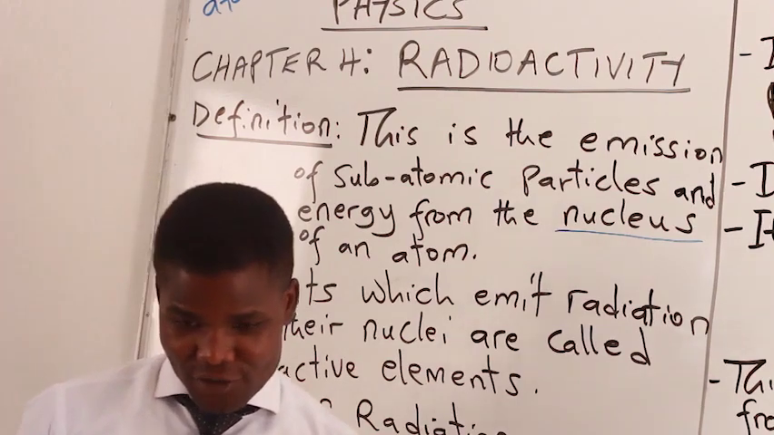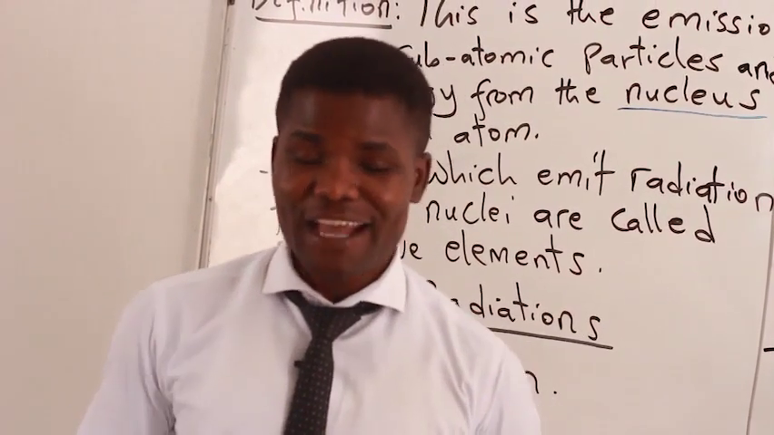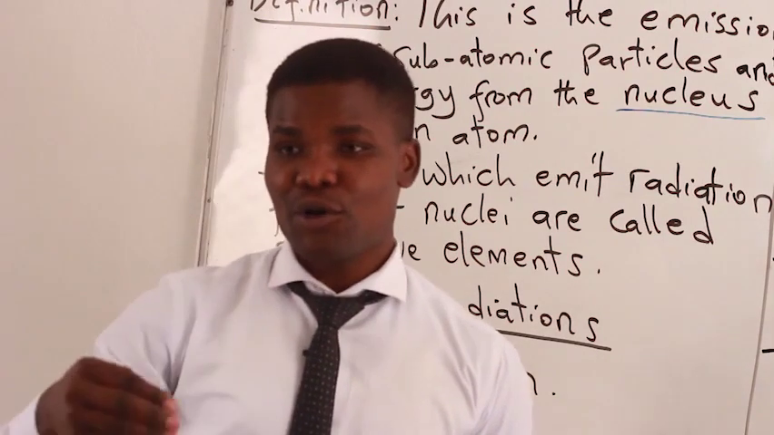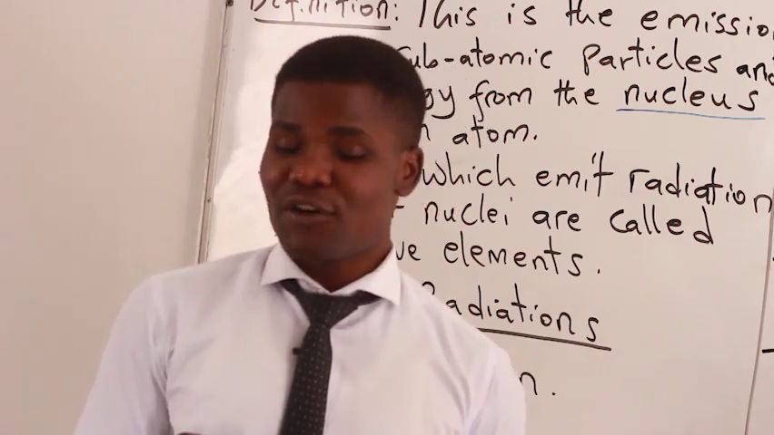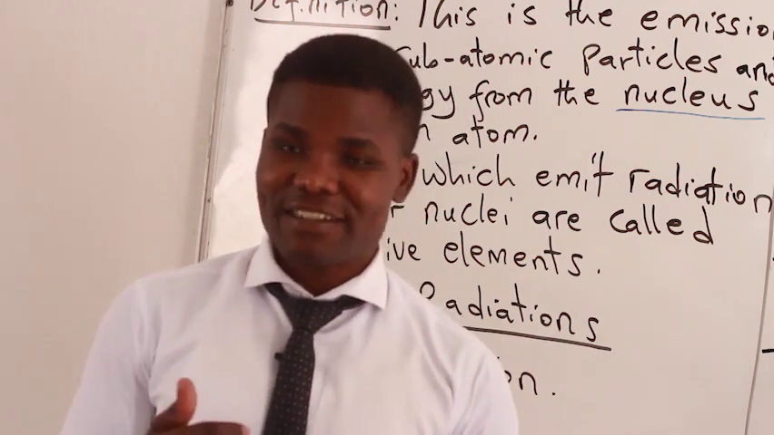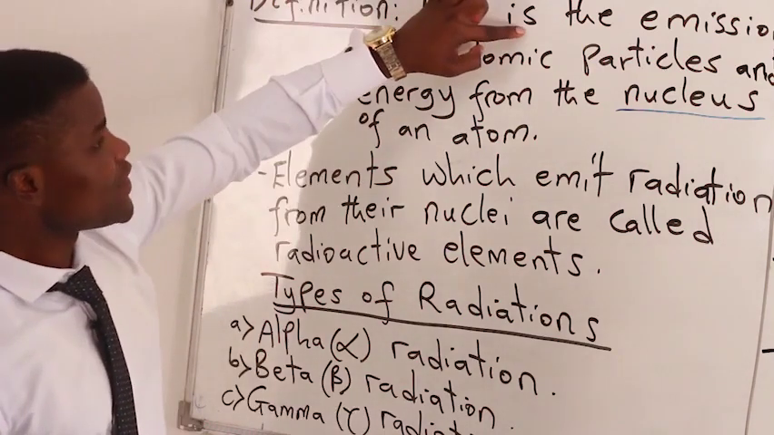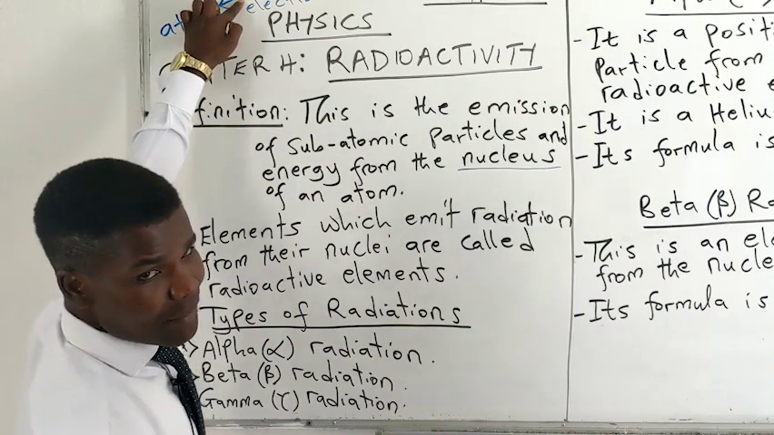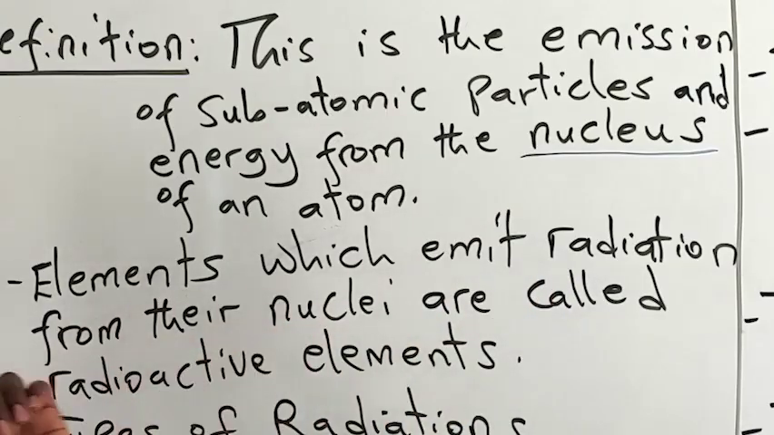So an atom whose numbers of protons and neutrons are not balanced, are not the same, will undergo radioactivity to become stable, which means it will give out excess neutrons or excess protons to gain stability. So for radioactivity to take place, there is an involvement of a proton or neutron in the nucleus of an atom being emitted. And elements which emit radiation from the nucleus are called radioactive elements.